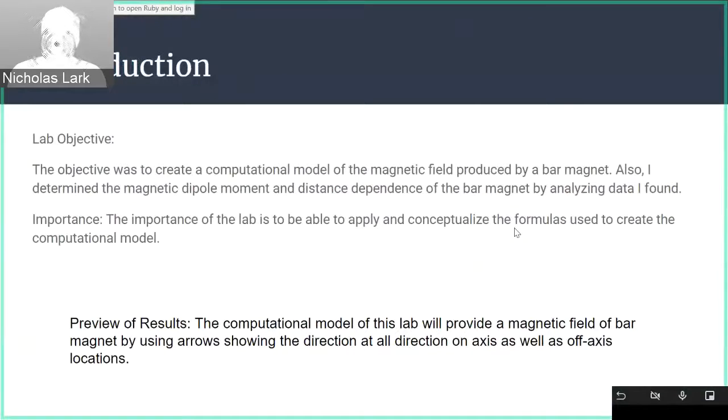A brief introduction. The objective of this lab was to create a computational model of the magnetic field produced by a bar magnet, and to also determine the magnetic dipole moment of the bar magnet, as well as the distance-dependence relationship of the bar magnet. The importance of the lab was to apply and conceptualize the formulas used to create the computational model. And a little preview of the results is that the computational model of this lab will provide a visual for what the magnetic field of the bar magnet looks like.